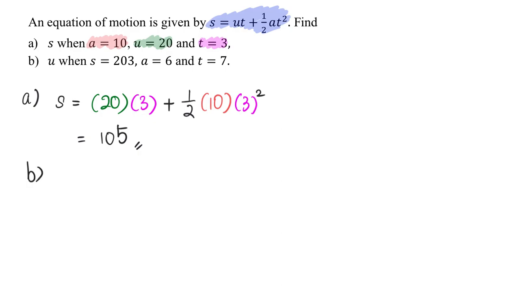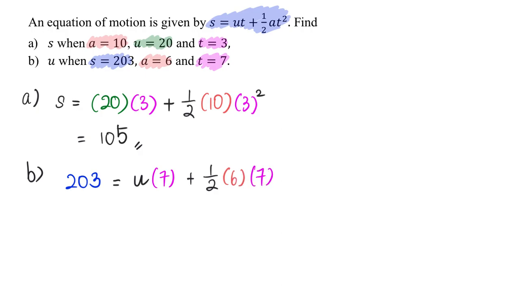Part B. Find the value of u. Now they give me the value of s. Okay, s is 203. Is equal to my u. I don't know what is my u now. But my a is 6. And my t is 7. So it will be u times 7, plus my half a and t squared.